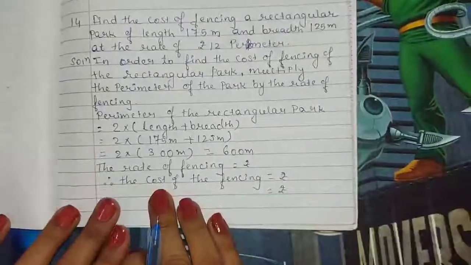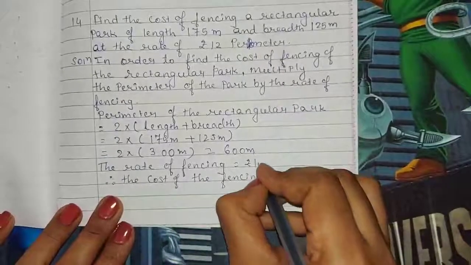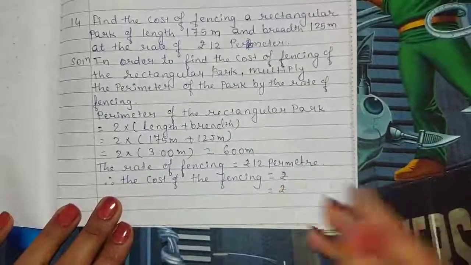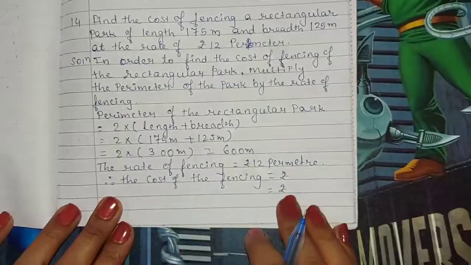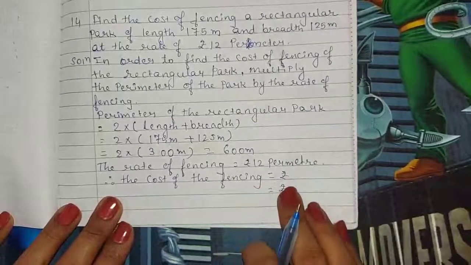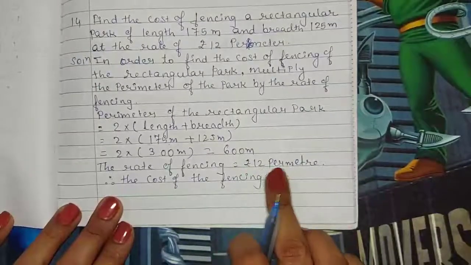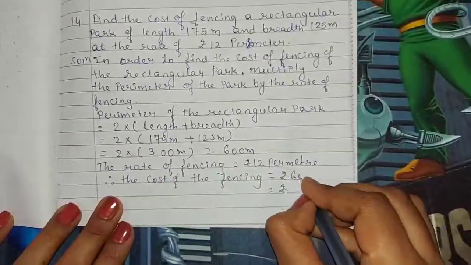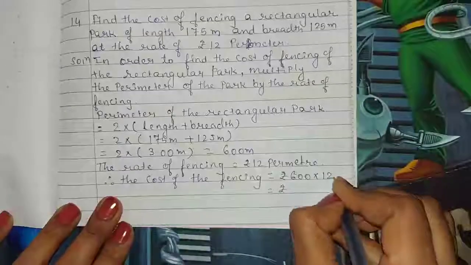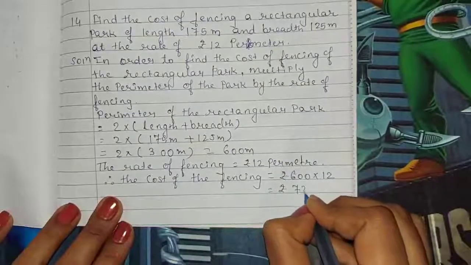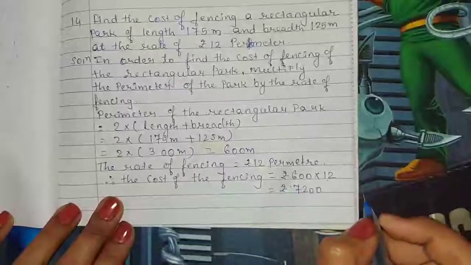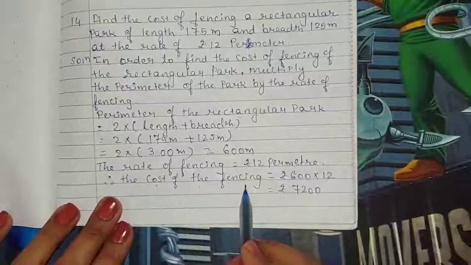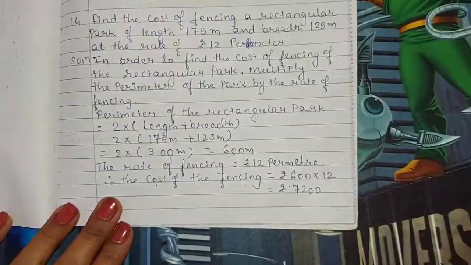Now what is the rate of fencing per meter given? Rupees 12 per meter is given for the rate of fencing. Therefore, the cost of fencing equals, as 1 meter equals rupees 12 is given, rupees 600 multiplied by 12. And that is rupees 7200. 12 sixes are 72. 7200 rupees is the cost of fencing for the rectangular park.